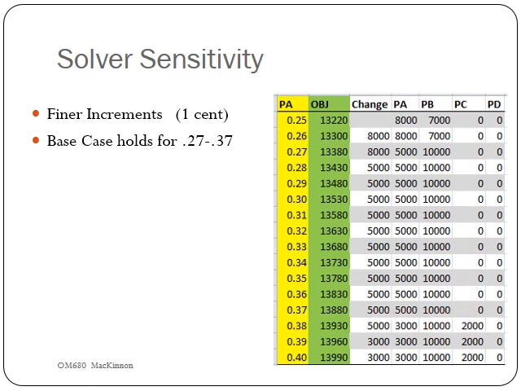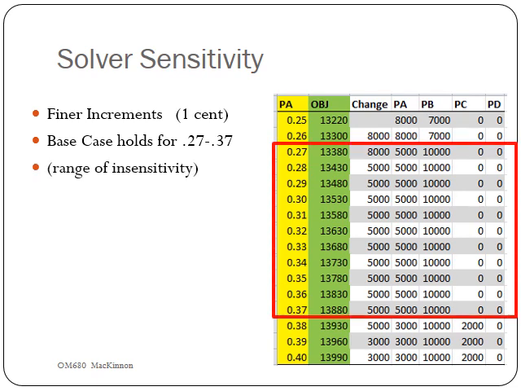Okay, and then after 37 cents, that's when we start to get different alternatives. So this is known as the range of insensitivity. Okay, so our base case is insensitive between 27 cents and 37 cents. It won't change.